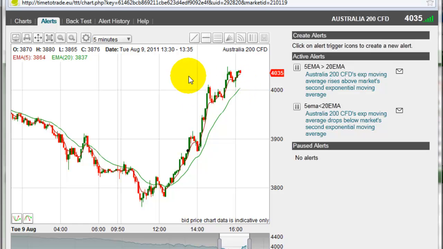So that's a good overview of how this particular moving average system works. Very, very simple, very effective in trending markets, but not so great during range-bound markets. So you do need to identify which of the markets that you're actually trading in there.